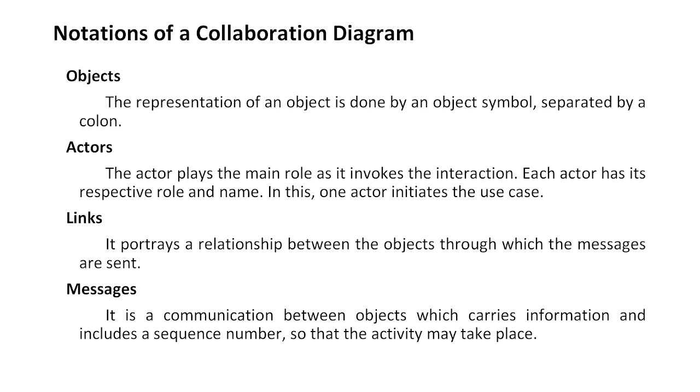The third notation is links. It maintains a relationship between the objects through which the messages are sent. The last notation of this collaboration diagram is messages. It is a communication between the objects, which carries the information with a sequence number so that the activity will take place.